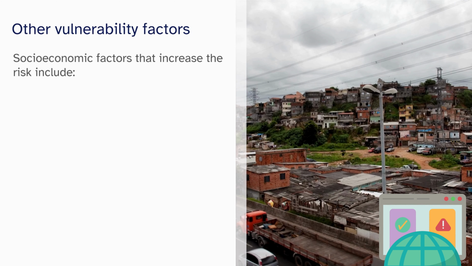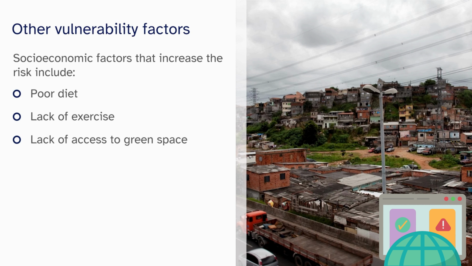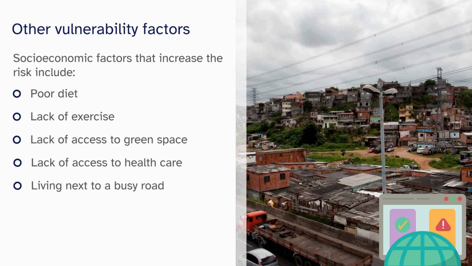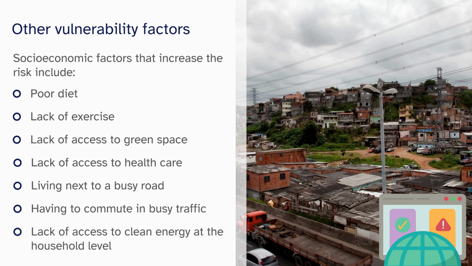Factors associated with lower socioeconomic status that can make a person more vulnerable to air pollution exposure include poor diet, lack of exercise, lack of access to green spaces, lack of access to healthcare, living next to a busy road, having to commute in busy traffic, and lack of access to clean energy at a household level.